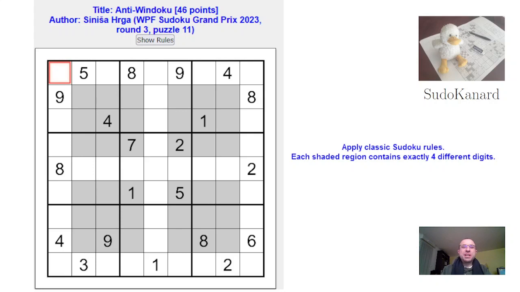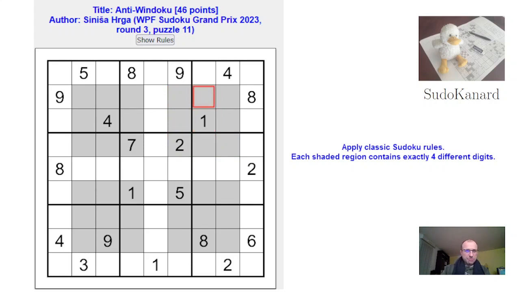We're here to solve this Anti-Windoku from the latest WPF Sudoku Grand Prix by Croatian author Siniša Hrga. So the special rule here is that for each one of those windows, those shaded regions, there must be only 4 different digits. So we have 4 different digits here, and those digits in this, how would you say, this outskirt, all digits here must be digits from those 4.